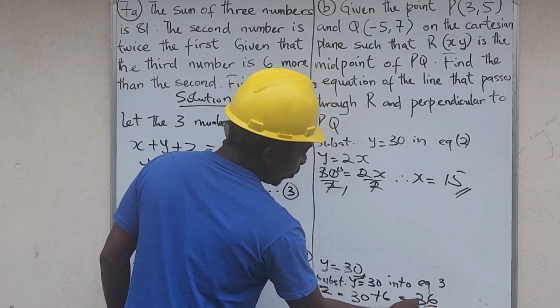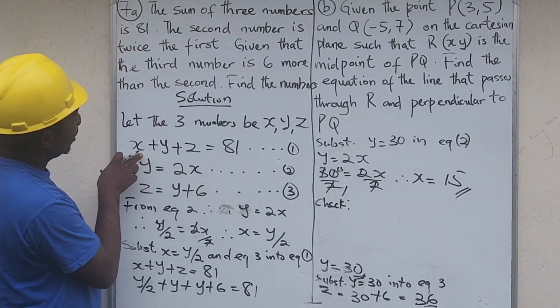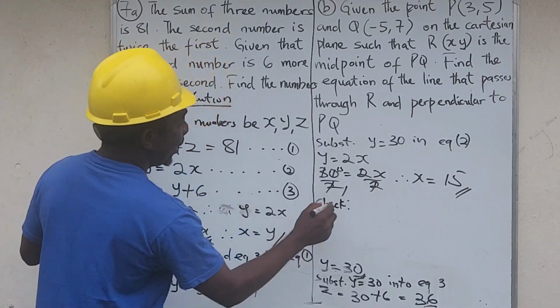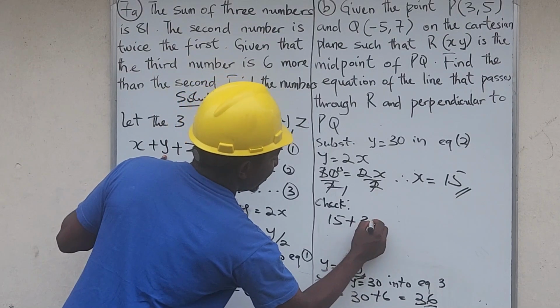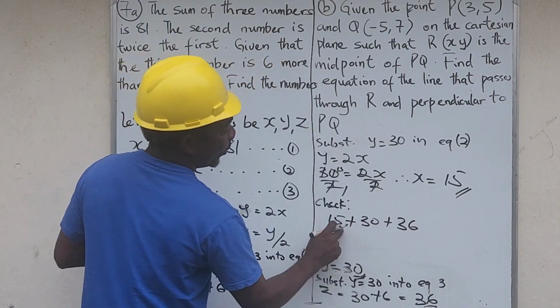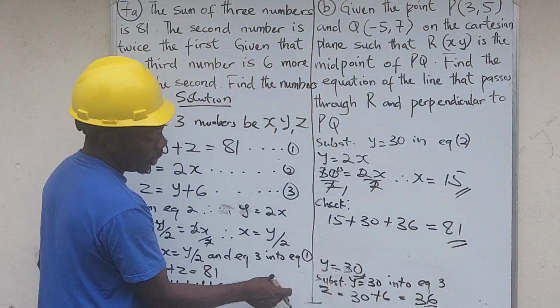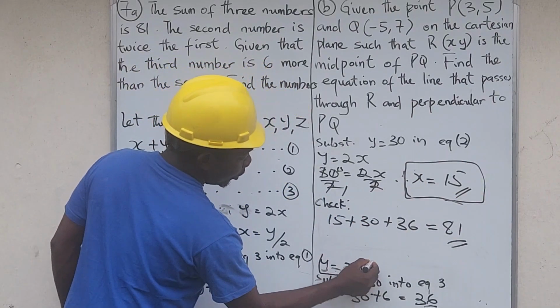The value of z equals 36. So we can do a little check. The statement was saying x plus y plus z equals 81. So if we have the value of x as 15, plus y, which is 30, plus z, which is 36, and you add all this, you can see that it equals 81. And our answer is correct: x equals 15, y equals 30, and z equals 36.